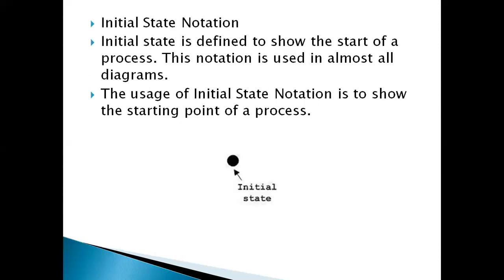Initial state. Initial state is defined to show the start of the process. This notation is used in almost all the diagrams. The usage of initial state is to show the starting point of the process. So this is the symbol of initial state, a small solid circle.